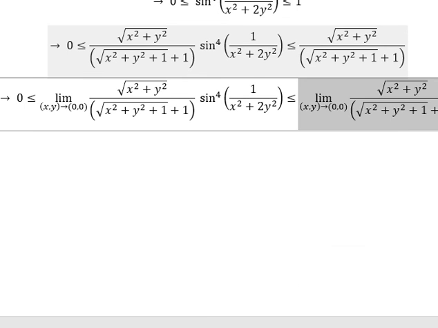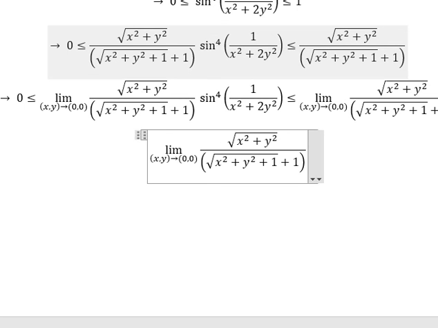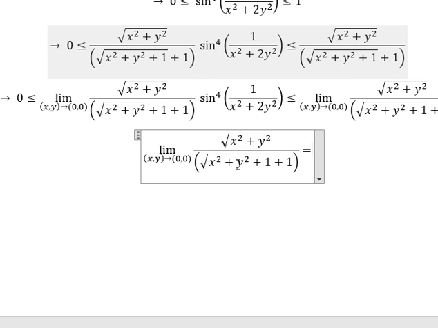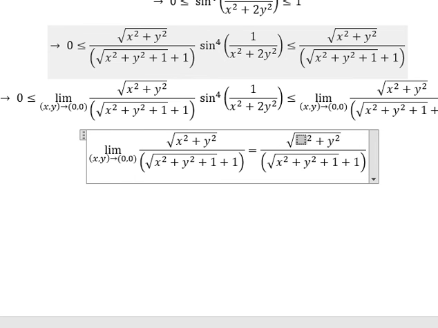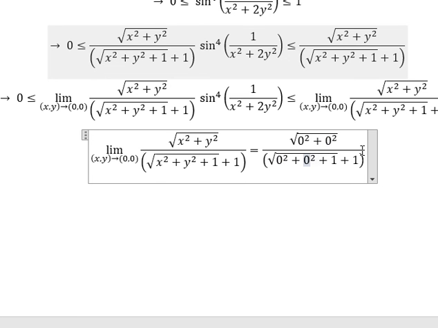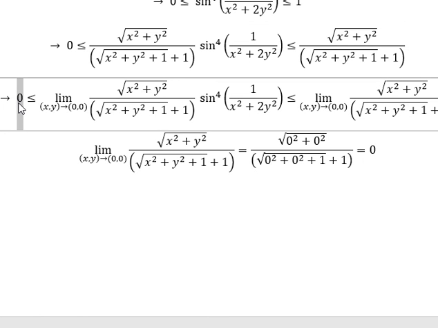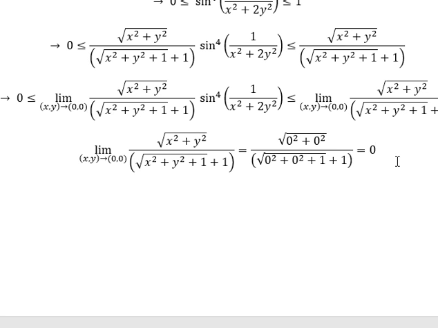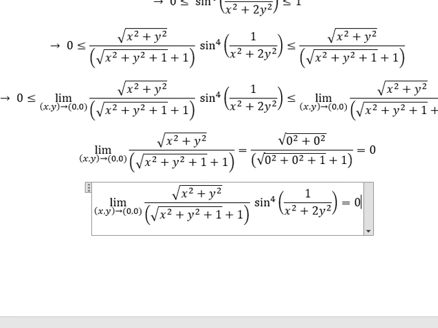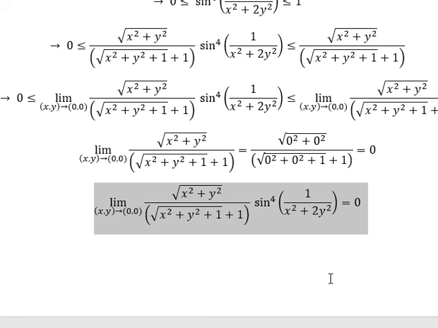Now about this one, we just put number 0 in here, here, and we have 0. So on the left we have 0, on the right we have 0. That means the value of this one equals number 0, and that is the final answer.